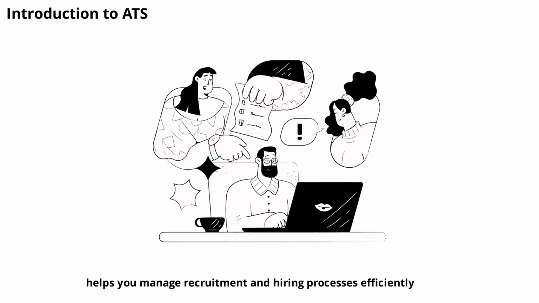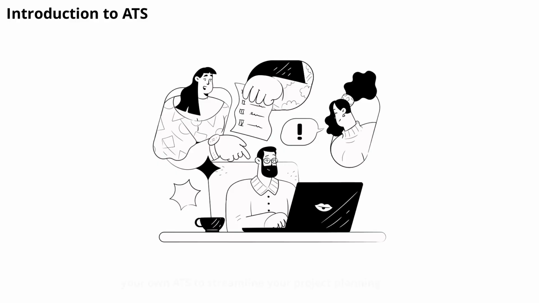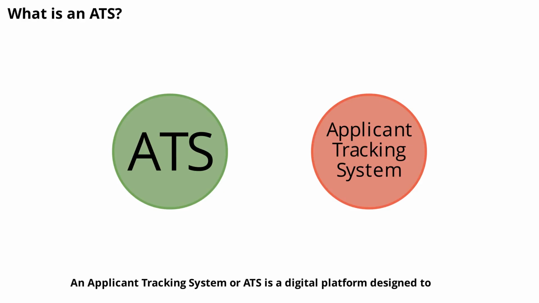An ATS is a software tool that helps you manage recruitment and hiring processes efficiently. But did you know it can also be a powerful asset for organizing project planning tasks? Let's start by understanding what an ATS is and why it's useful for project management. By the end of this video, you'll have a clear roadmap for setting up your own ATS to streamline your project planning. An applicant tracking system, or ATS, is a digital platform designed to automate and organize the recruitment process.